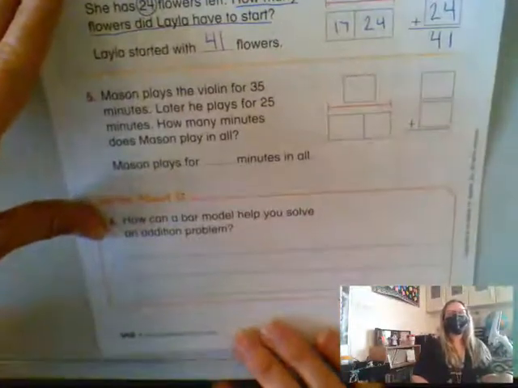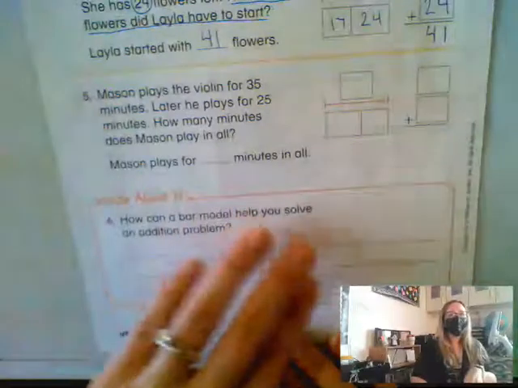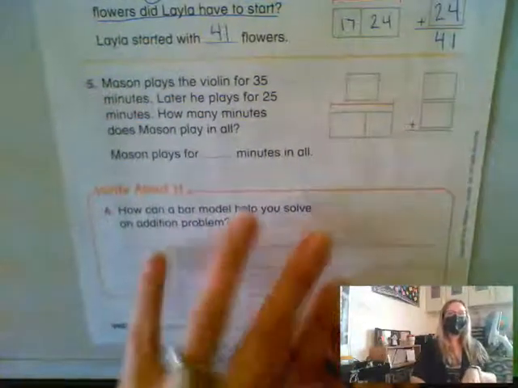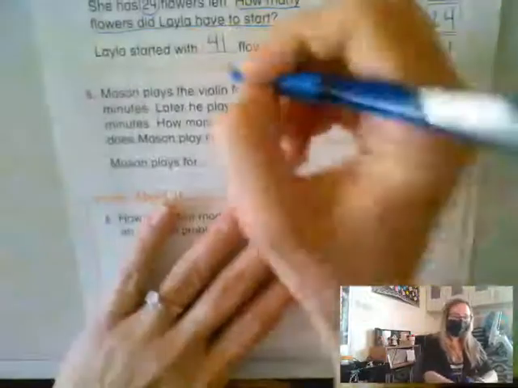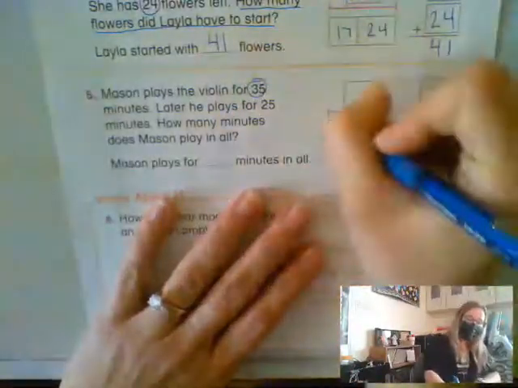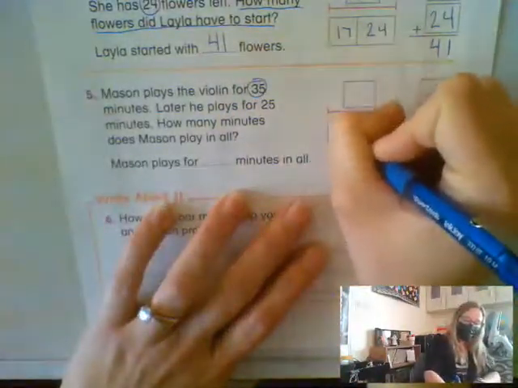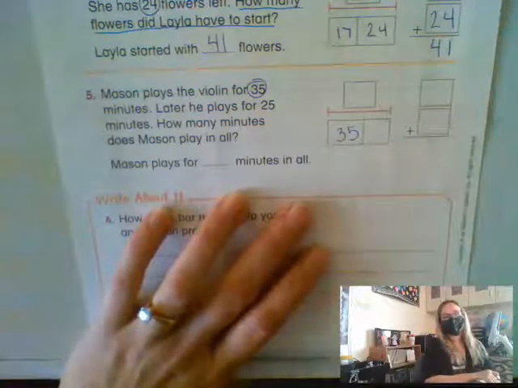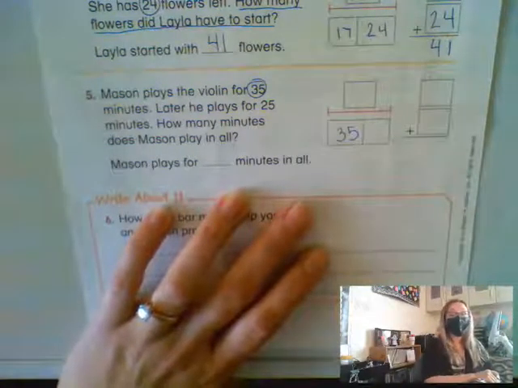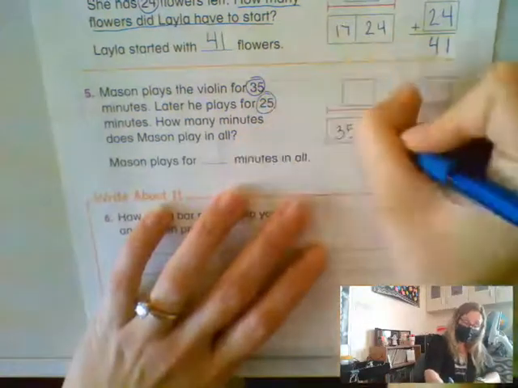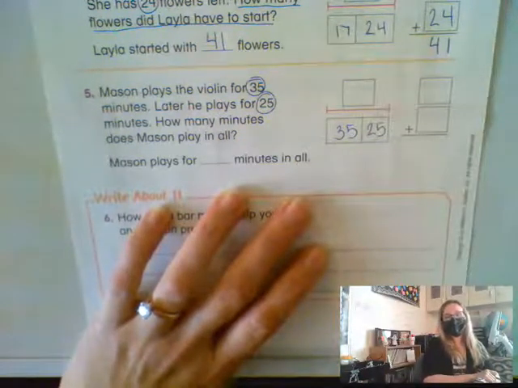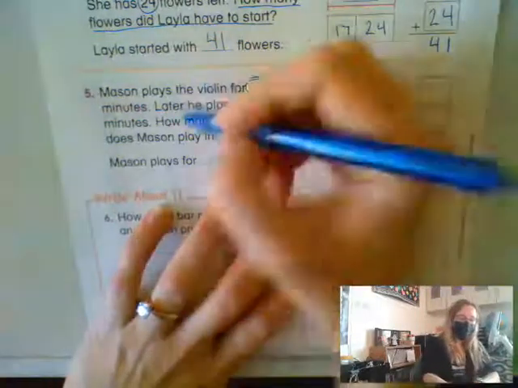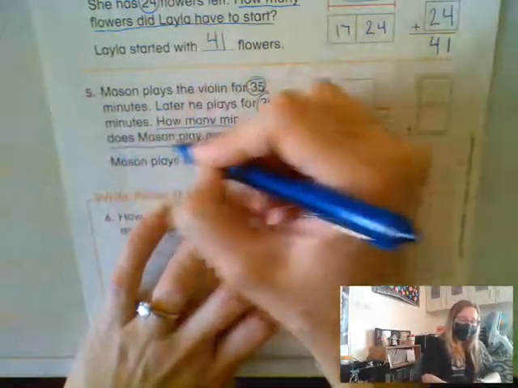Let's see. Connor, my Connor, sweet Connor. Mason plays the violin for 35 minutes. Everyone circle 35 minutes and plug 35 into your first part. Later, he plays for 25 minutes. Everyone circle 25 and plug a 25 into your second part. How many minutes does Mason play in all? So we're looking for a total here.